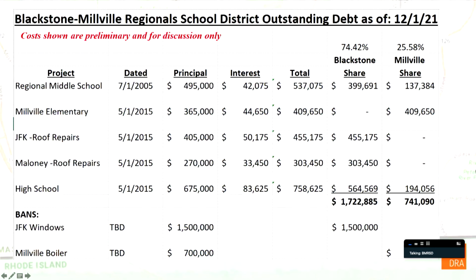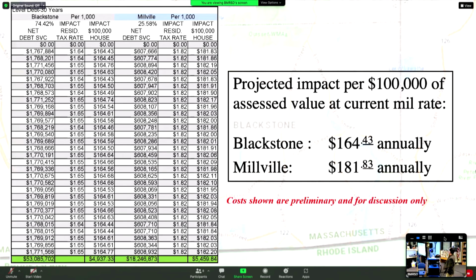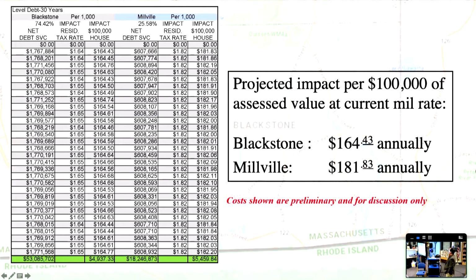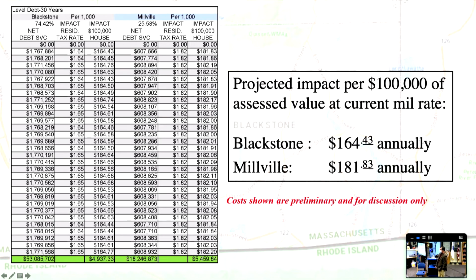But the next slide here shows all of the money that's outstanding for projects. And then that last slide there is showing a level debt projection on a 30-year bond for the overall project and its impact for $100,000 of assessed value at the current mill rate. Now, across the payment, you can do these in one of two ways, either level the debt or level the principal. Level debt keeps your annual payments much closer year over year.